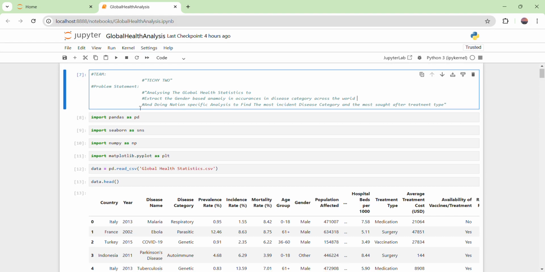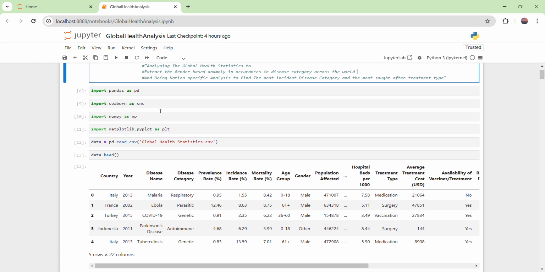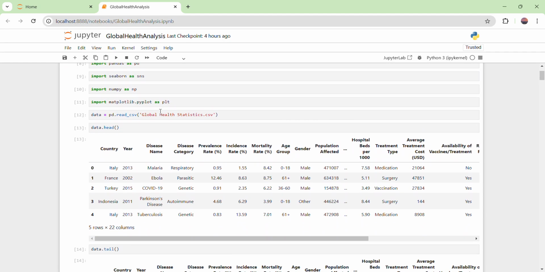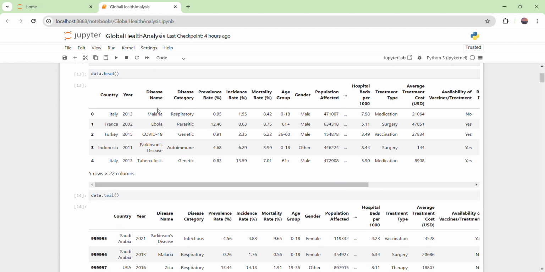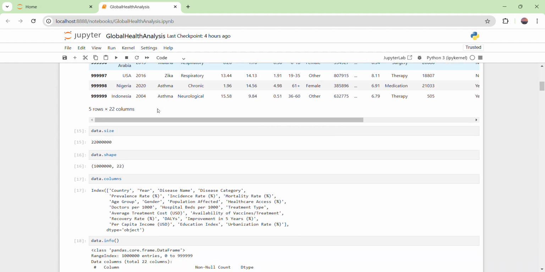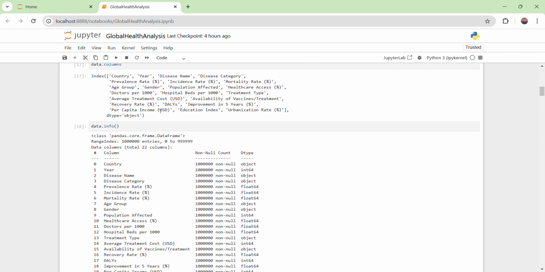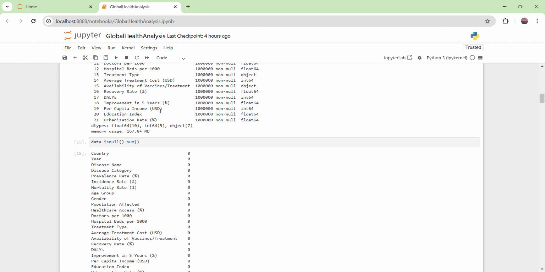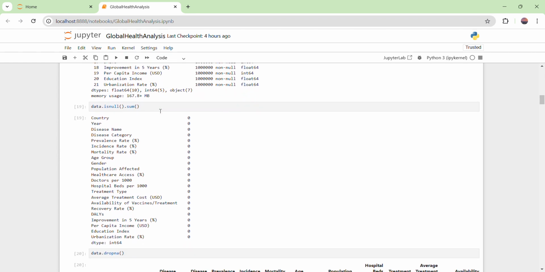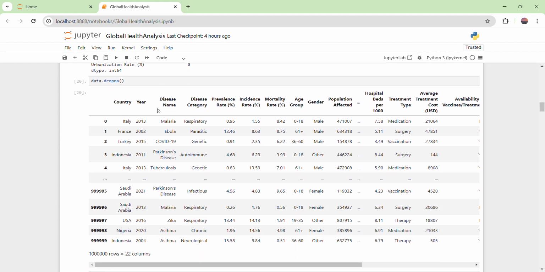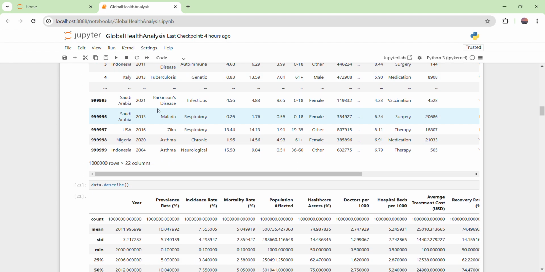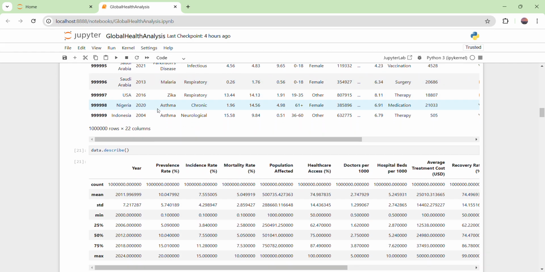In order to do this, we have imported various libraries like Pandas, Seaborn, NumPy, Matplotlib, and done the simple stuff like reading the CSV file, analyzing its head, tail, shape and size, and then finding its columns and the information of the data. Then we performed some data cleaning by removing the null values and the duplicate values if there were any. This data cleaning helped us work on a cleaner data set.